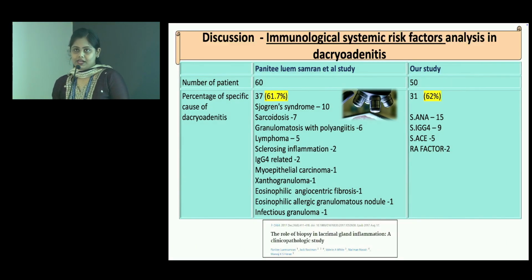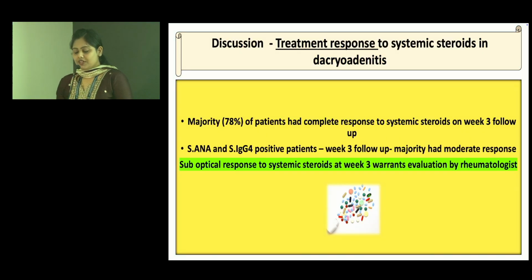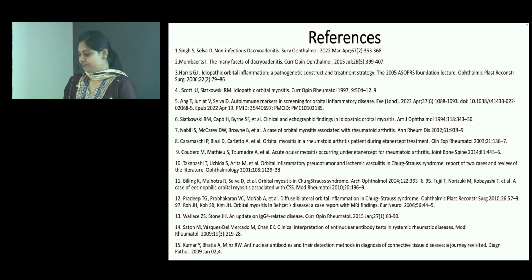Lume, Samran et al. have conducted a biopsy-based study to look for the specific cause of dacryoadenitis. Here they found that 61.7% had a specific cause. And in our study also, just looking at the blood markers, we got a similar percentage of 62. Even though the majority of the patients had complete response to systemic steroids at week 3, for ANA positive and IgG4 positive patients, the majority had a moderate response. That highlights that a suboptimal response to systemic steroids at week 3 warrants an evaluation by a rheumatologist. These are my references. Thank you.